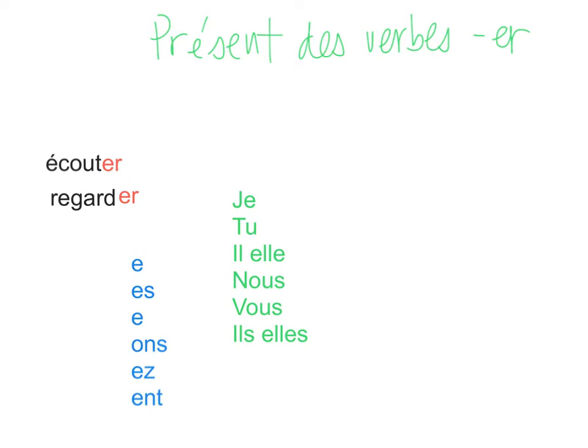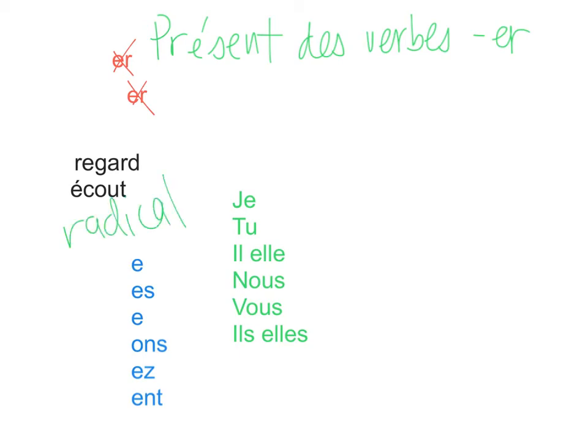So if I want to conjugate a verb, it's very simple. First of all, I have to remove the ER, okay? I have to remove the ER just like that. And normally, yes, sorry, I made a mistake, but this has to be removed as well. I have to remove the ER, and I am left with something that we are going to call le radical.